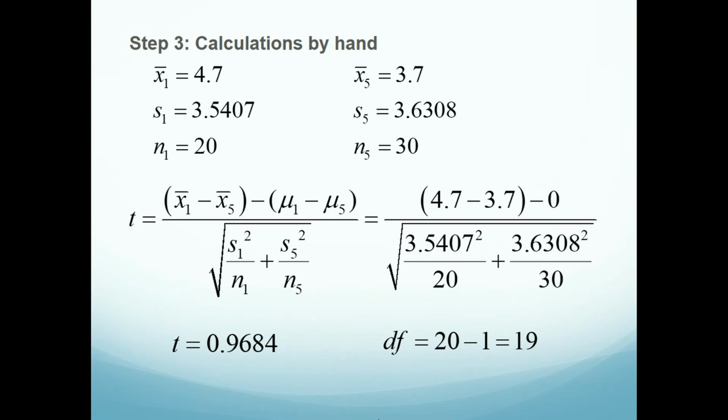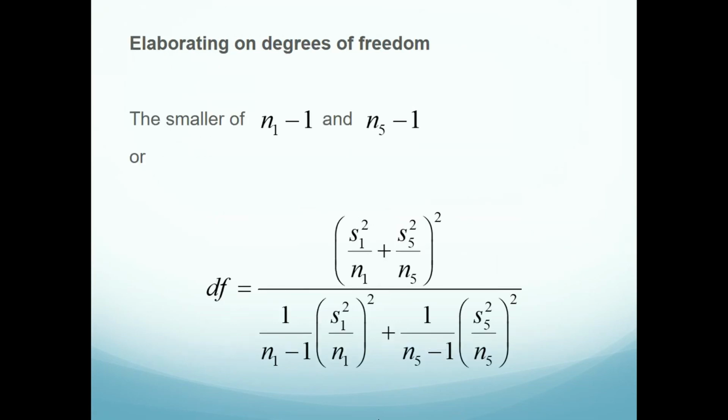From here, we could go to our t table and find our p-value for the test statistic and degrees of freedom. I do, however, want to elaborate on the degrees of freedom for a second. Usually, if we're calculating things by hand, we're going to use the smaller of the 2 values, either the sample size for period 1 minus 1 or the sample size from period 5 minus 1. We always want to pick the smaller of the 2. The other option is there is a degrees of freedom formula that our calculator uses, and as you can tell, it's pretty daunting. You are not expected to use this formula, but I wanted to show it to you because it's what your calculator will use if we calculate degrees of freedom on the calculator.